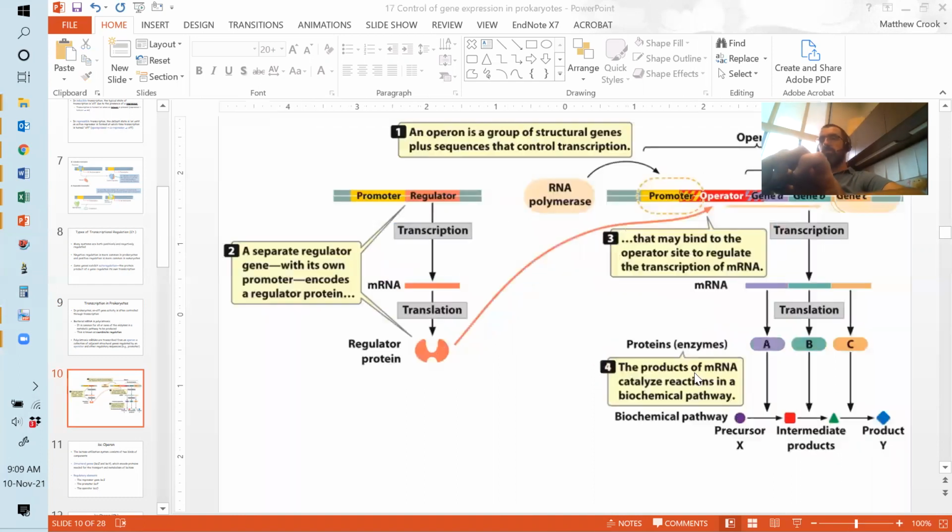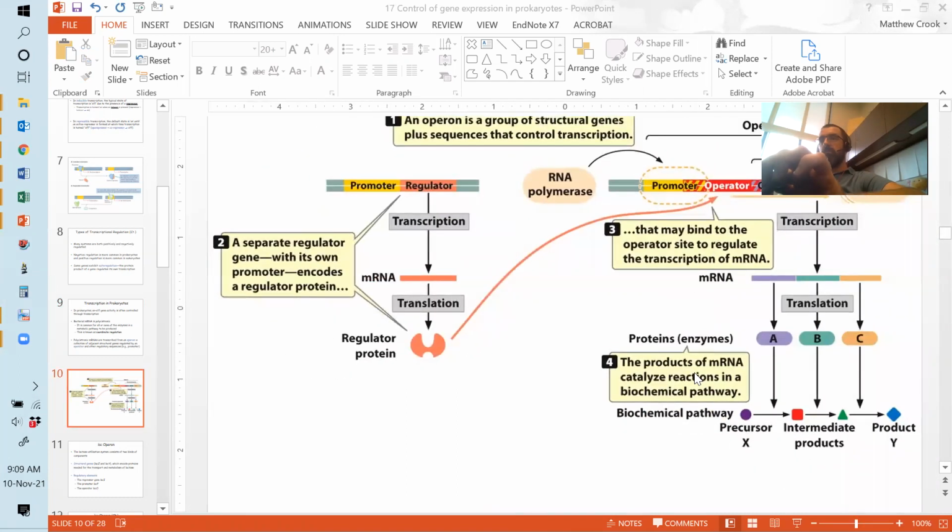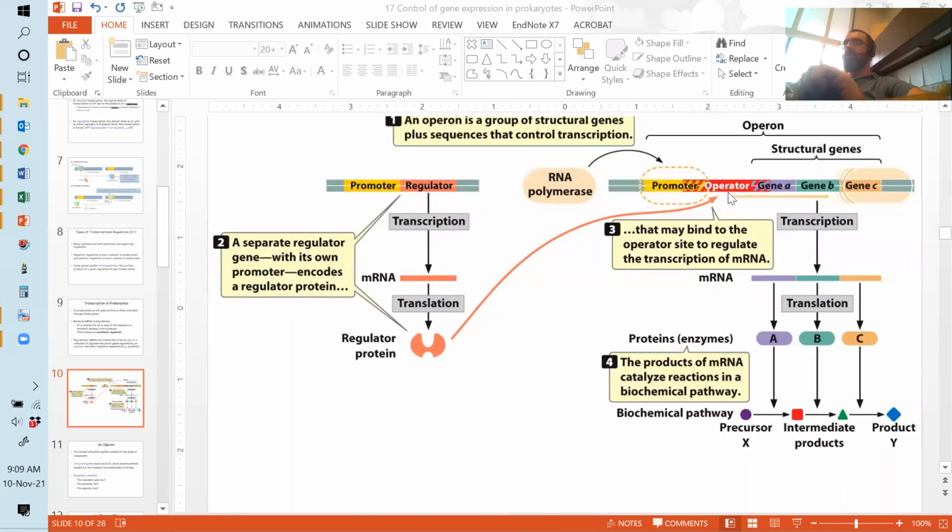Let's blow this up a bit. Right, so that'll do. Where the operator is relative to the promoter and to the structural genes. Right, it's in between. So what do you think would happen if a protein was bound to the operator? What would happen with regards to transcription? Or even RNA polymerase being able to start transcription of the structural genes? What do you think would happen?